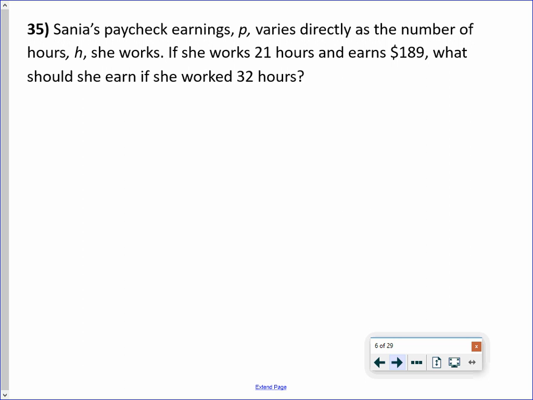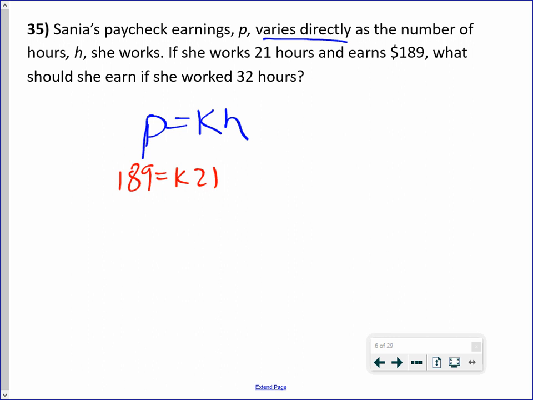All right, 35. Sania's paycheck earnings P varies directly with the number of hours she works H. So if she works 21 hours and earns $189, how much would she earn if she worked 32?